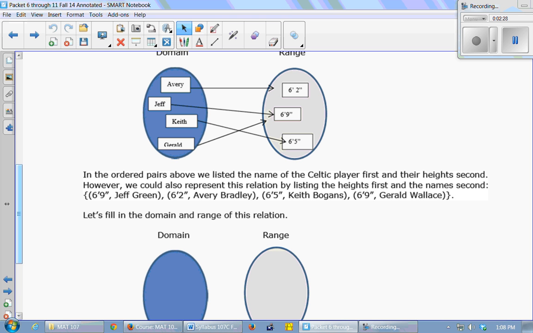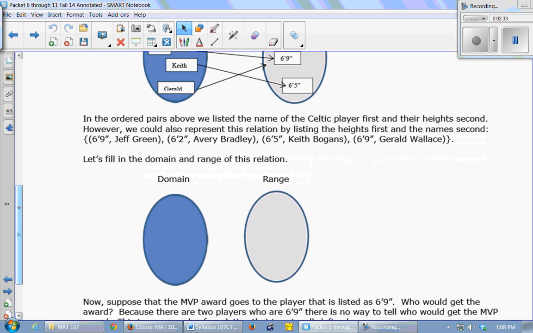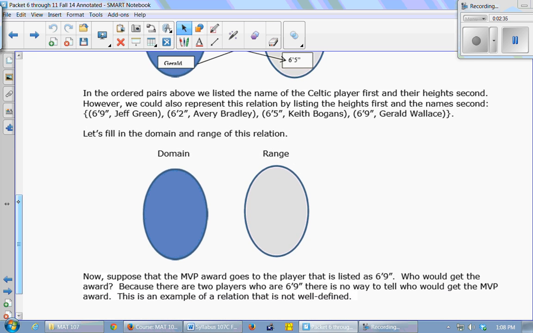But we could flip them, right? We could just flip x and y, list height first and then name. So we would have 6'9" Jeff Green, 6'2" Avery Bradley, etc. Okay. So we're going to fill this in. Our domain now, the set of all first entries, is going to be the heights. So my domain is going to be 6 feet 9 inches, 6 feet 2 inches and 6 feet 5 inches. No need to repeat the 6'9".